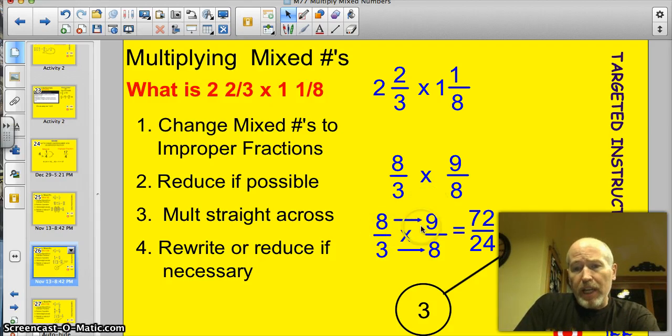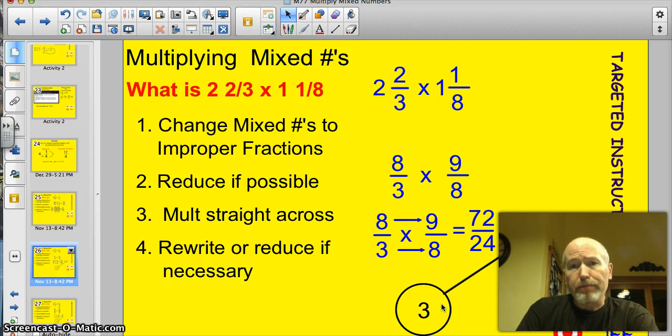Multiply straight across. 8 times 9 is 72. 3 times 8 is 24. If I divide both of these numbers by 24, I'll get 3 over 1. Or if I just take 72 and divide it by 24, I'm going to get 3. Depends upon how you want to do it. Either way works.